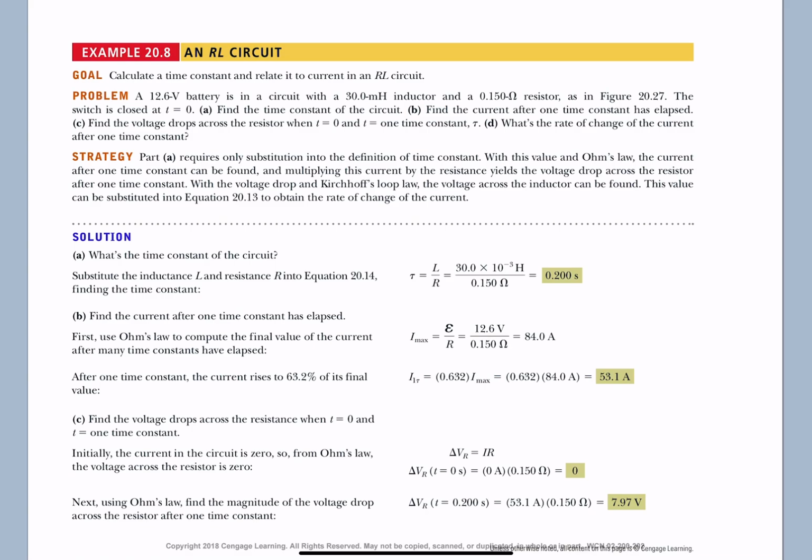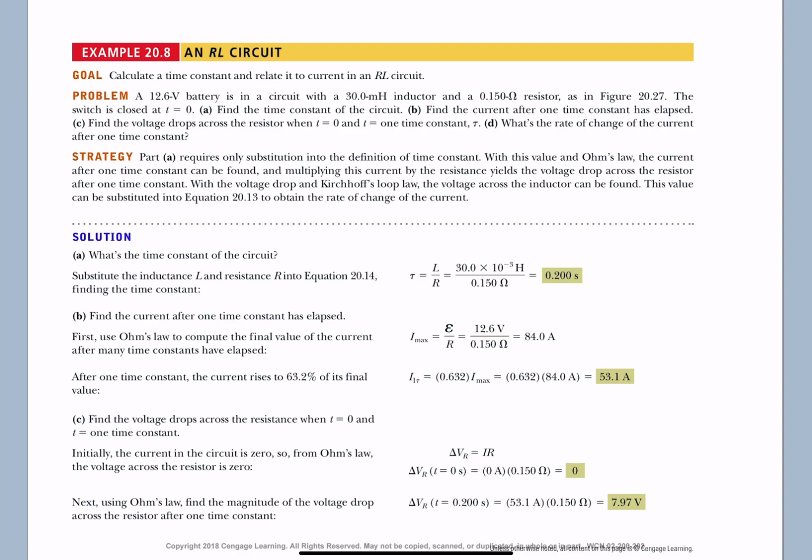So your time constant, tau, is your inductance divided by R. And you can see that that equals 0.200 seconds. 0.2 of a second is how long it'll take for this inductor to affect the turning on of the current when you throw the switch, and how long it'll take to reach 63.2% of its steady state current. In letter B, find the current after one time constant.